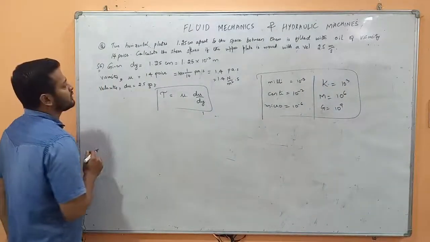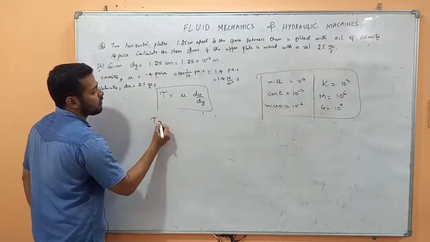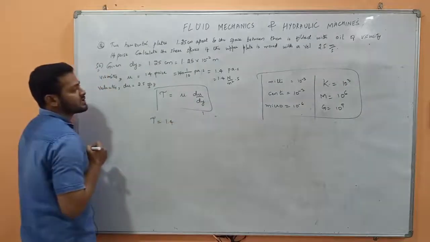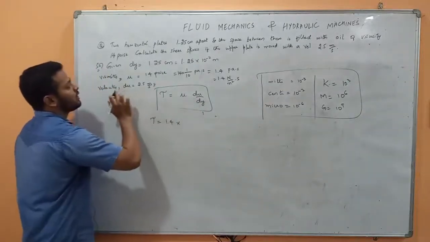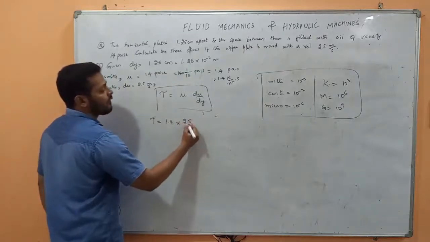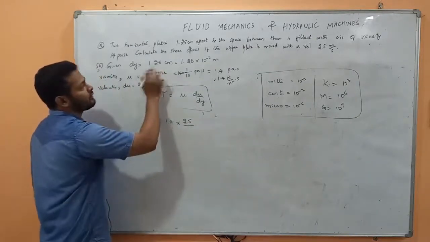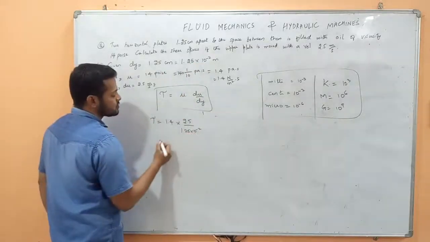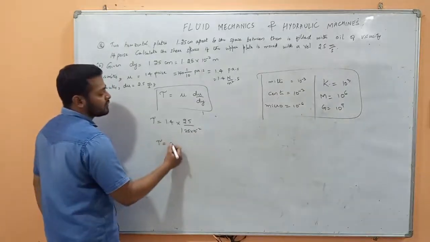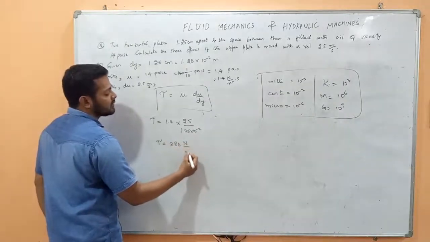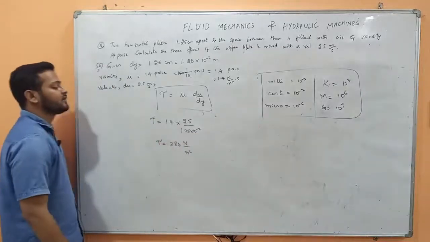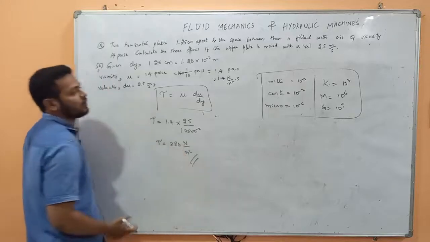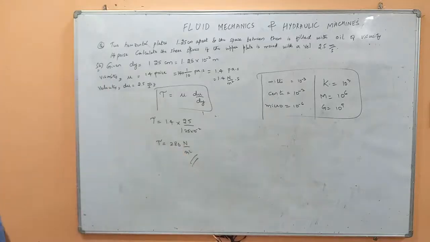Tau we have to find out. Mu has been given in the question, that is 1.4 after converting into SI units, into du. Du is given as 2.5 and dy is 1.25 centimeter, after converting we got 1.25 into 10 power minus 2. So tau is coming out to be 280 Newton per meter square. You can solve this in the calculator, you will get 280. What is the SI unit of tau? Newton per meter square, also Pascal. So this is the first question.